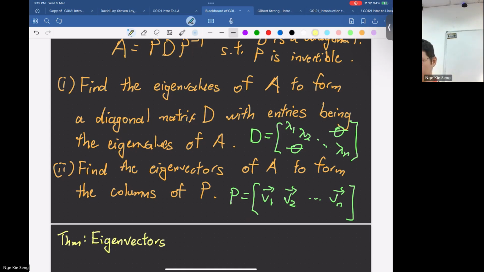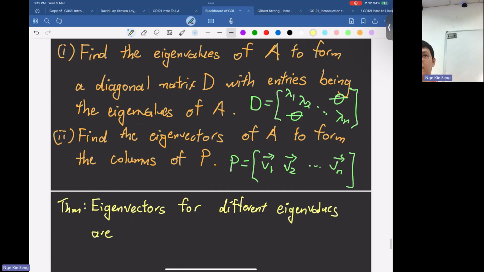Eigenvectors for different eigenvalues are linearly independent. Okay or not? Okay, eigenvectors for different eigenvalues are linearly independent. Remember last time we discussed about this?